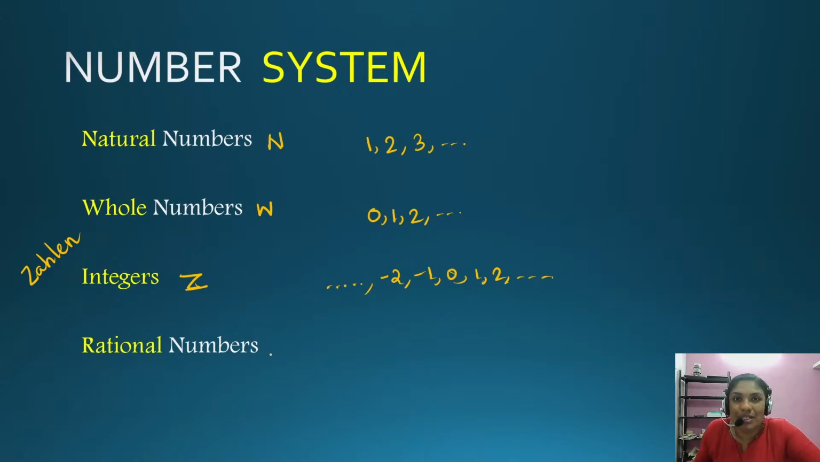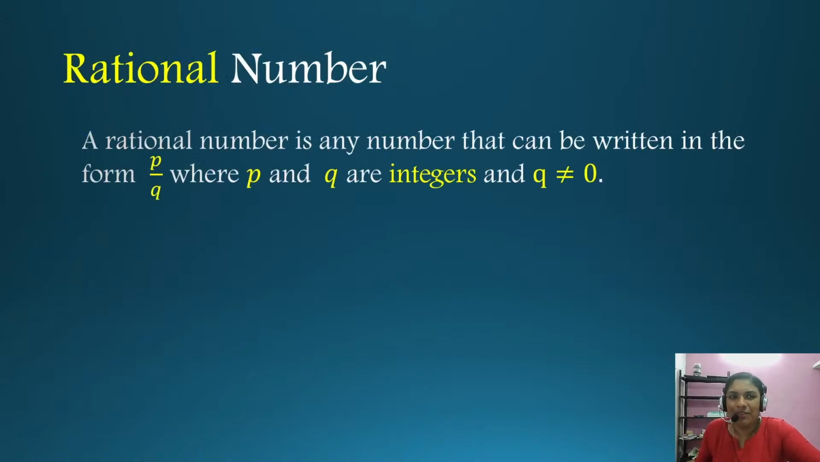Next come rational numbers, which is our today's topic. You might have heard about rational numbers, right? A rational number is any number that can be represented in the form p by q, where p and q, that means numerator and denominator, are integers and the denominator, that is q, is not equal to 0. That means fractions, right? Okay, let's see the examples.